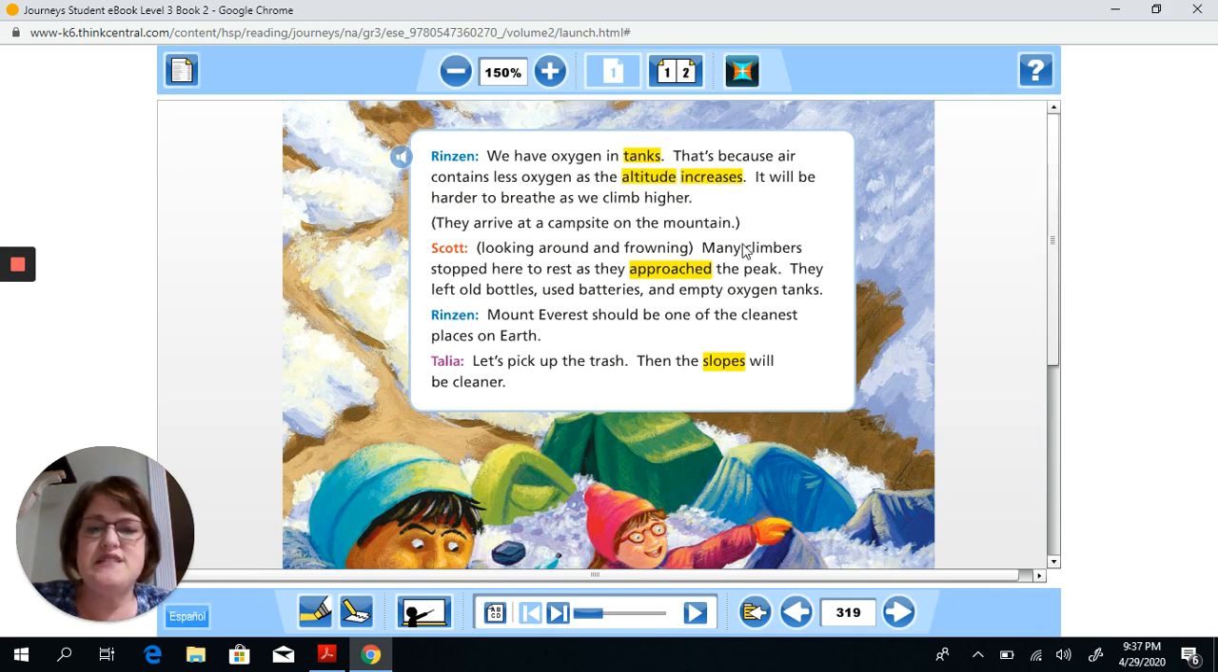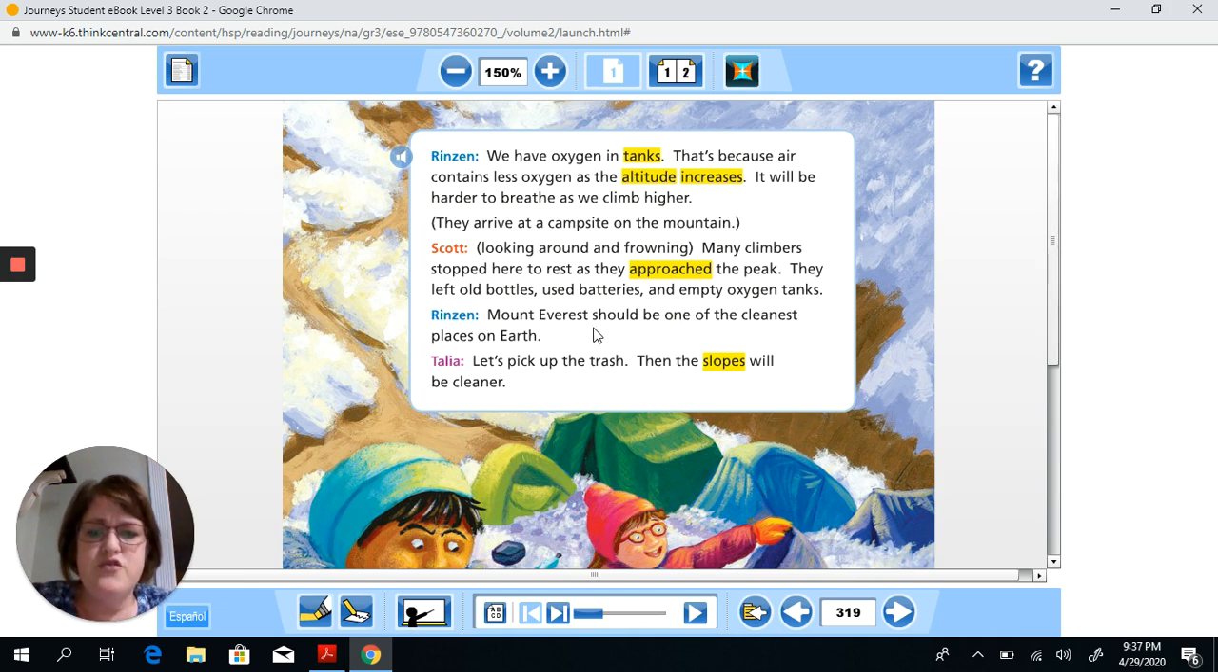They arrive at a campsite on the mountain. More stage directions here and also information about the setting so you know where they are. Scott is looking around and frowning. Many climbers stopped here to rest as they approached the peak. They left old bottles, used batteries, and empty oxygen tanks.